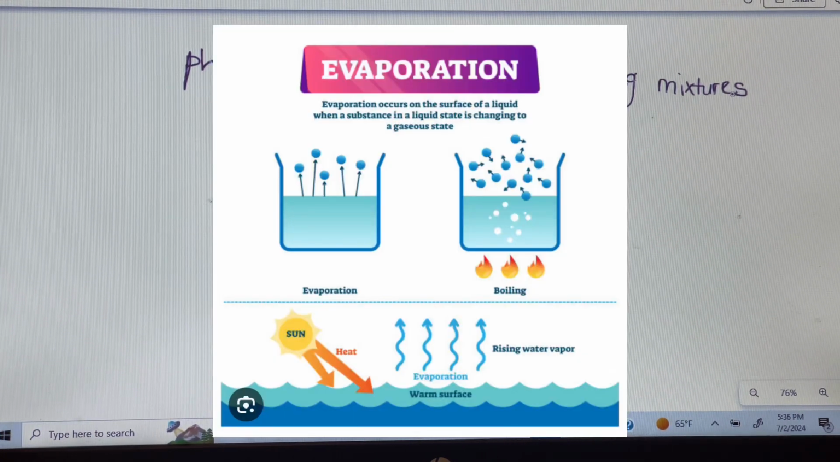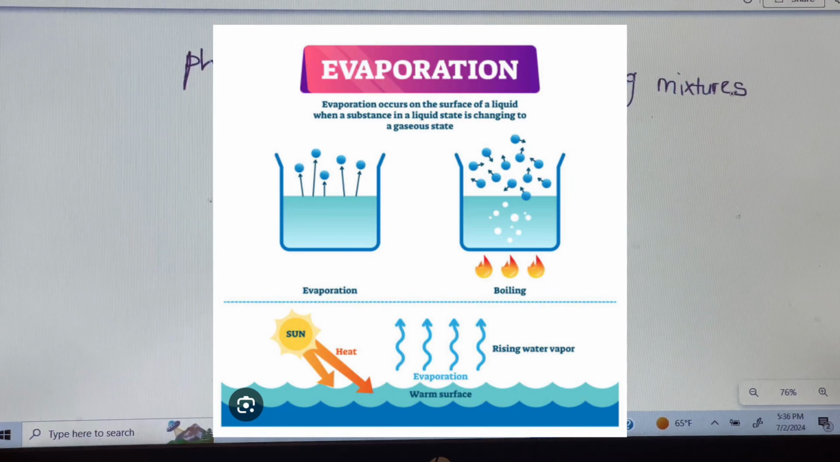So, in this method, what we separate is a solid that can dissolve in water, that's soluble in water. Say for instance, water and salt. So if salt is dissolved in water, it dissolves completely. So for us to recover our salt, we use this physical method called evaporation.